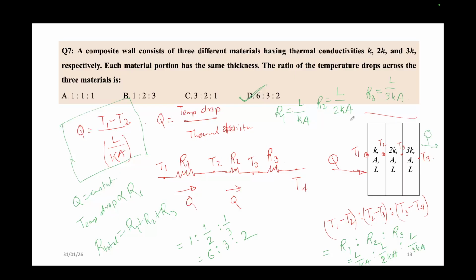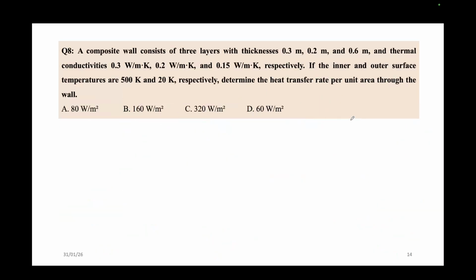So similar to that concept, I am giving you a question. This is the last question for today, because the time is already over for today. Just see here, it is again a composite wall, similar to what I gave in the last one, but here the thickness is varying and the thermal conductivity is varying.